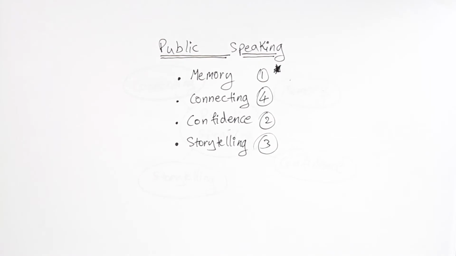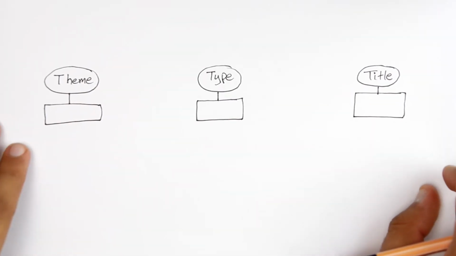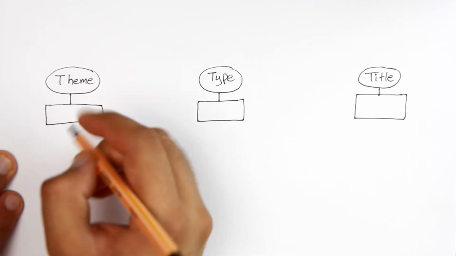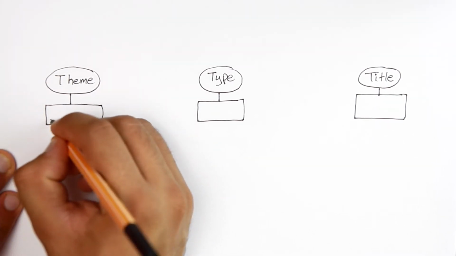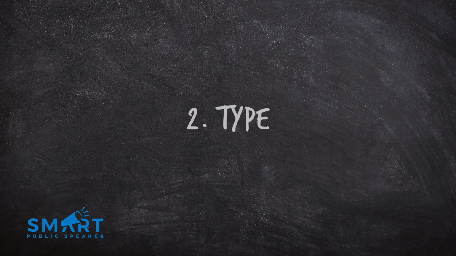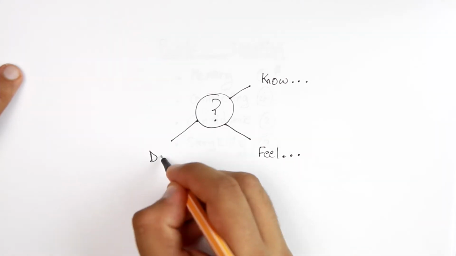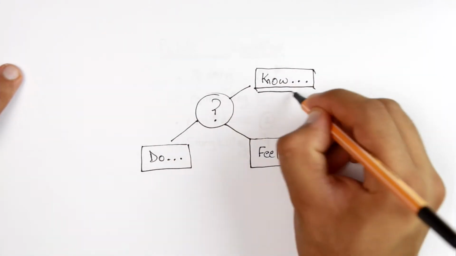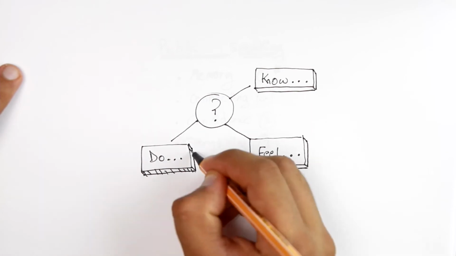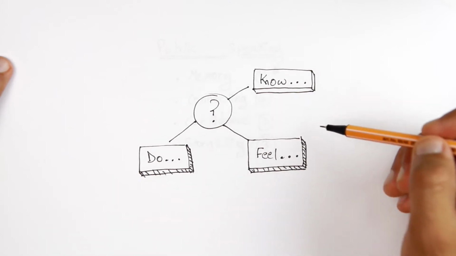Now at this stage, I have my first T down. So I already know the theme of my speech is going to be memory. Now let's talk about type. The main question to ask is, how do you want your audience to know, feel, or do as a result of listening to your speech? Depending on what you choose defines the type of speech you're going to deliver.